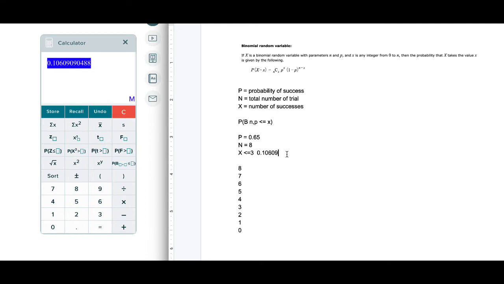All right, so now what happens if it says greater than 3? Well, if it says greater than 3, that's going to be 4, 5, 6, 7, 8. If we remember, all probability distributions should add up to be 1. So all we have to do is do that same thing in the calculator and actually do 1 minus that number.